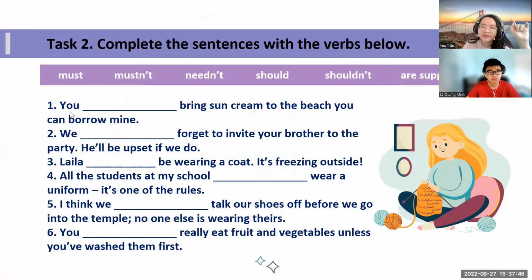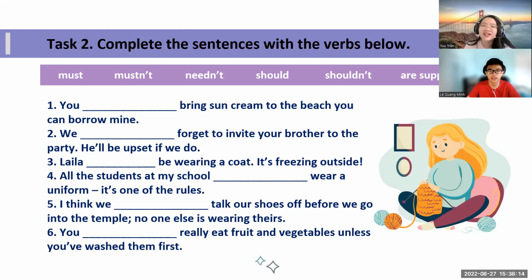Okay, number 1, you bring sun cream to the beach. You can borrow mine. You should bring sun cream to the beach. Is that the correct one? No, you need them to bring something to the beach.